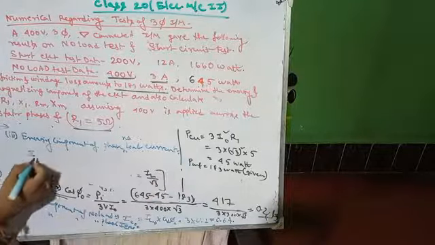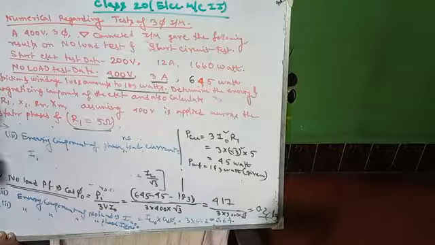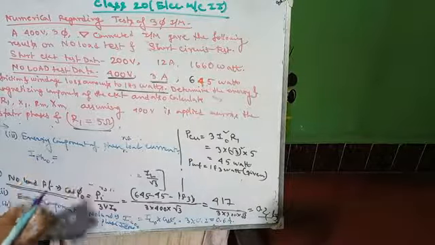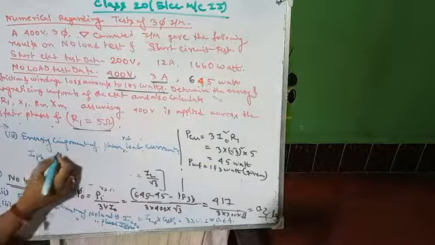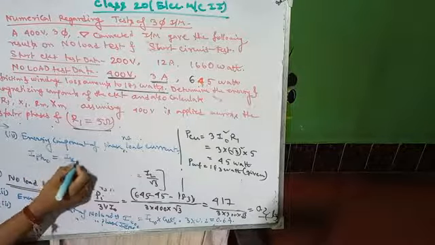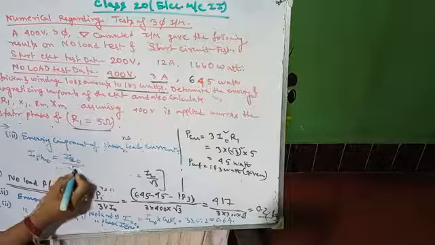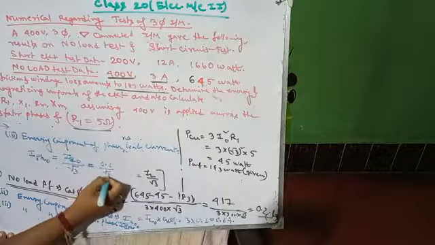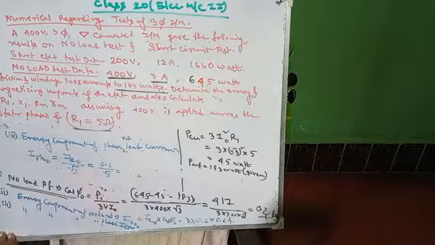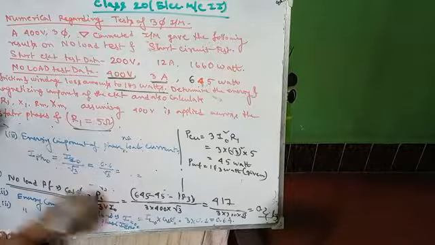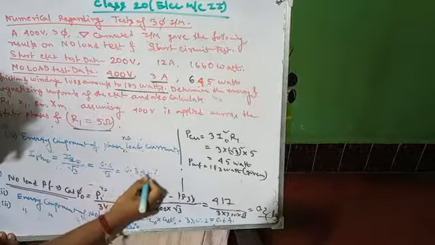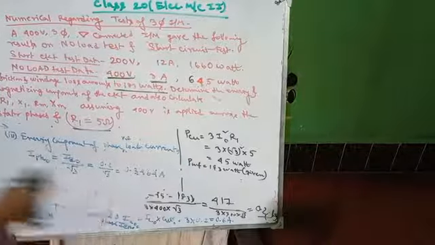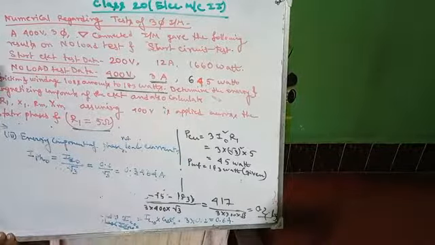That will be equals to IPH naught. IPH naught will be equals to IE naught divided by root 3. So that will be 0.6 by root 3. The answer will be 0.3464 ampere. Okay, so this is your third one. Now I will move into the fourth one.